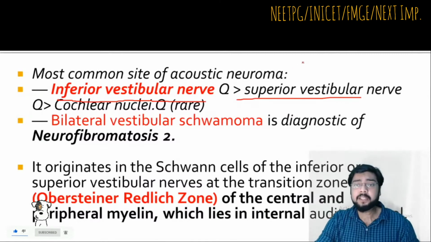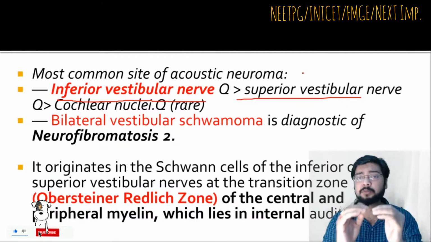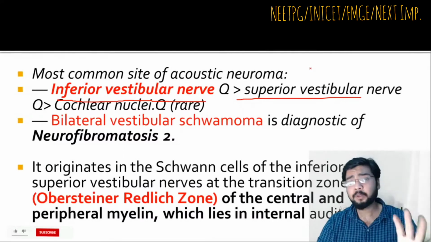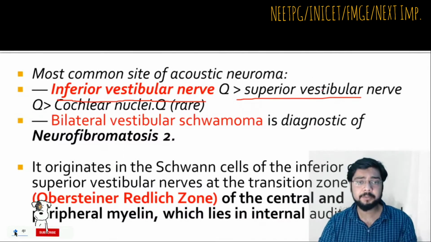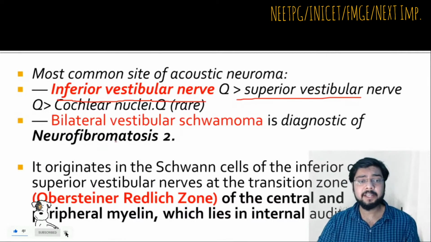I had already made a video separately for vestibular schwannoma. Here I will discuss only the small, high yield tips or points from this topic. The link I'll provide you in the group. You can watch it in your spare time. So the most important point is that inferior vestibular nerve is the most common site.